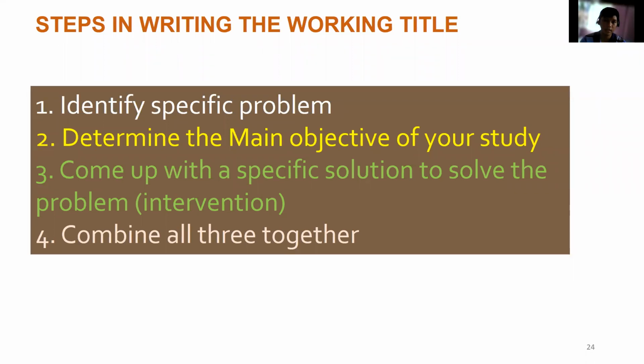Here are the steps in coming up with a working title. I call it a working title, by the way, because it might change after you learn more about your topic. So that title is not yet final. To come up with a working title, you first have to identify your specific problem, determine the main objective of your study, and come up with an intervention or a specific solution to solve the problem. Once you have all three, if you combine that, then you already have a working title.